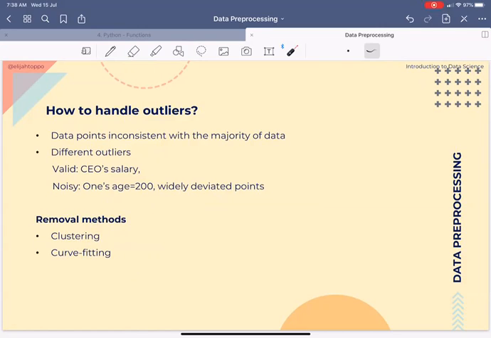Noisy data is also called outliers at times. So noisy data means I am sure that the noise in my model is not intrinsic to the model, but has come because of some corruption in the data. But sometimes we can talk about outliers, and outliers are not corruption in the data. They are just inconsistent, or very weird compared to the other data points that we have. So data points inconsistent with the majority of the data are called outliers. We can have different outliers.